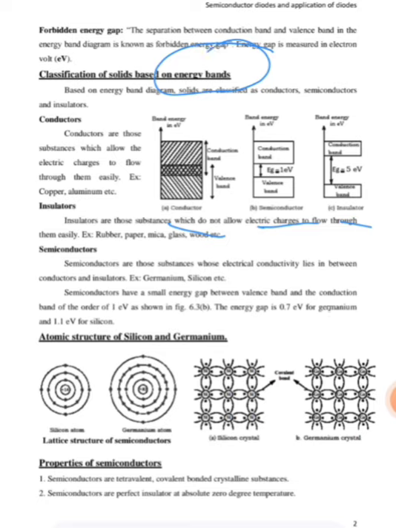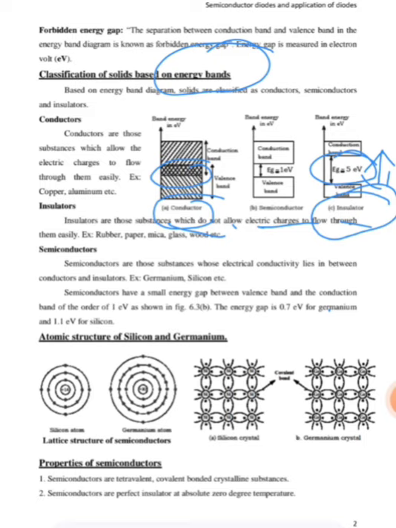So in a conductor, there is no energy gap between the valence band and the conduction band. That is, the forbidden energy gap is not present between the valence band and the conduction band in case of a conductor. Whereas coming to an insulator, there is a large forbidden energy gap between the valence band and the conduction band, and it is in the range of 5 electron volt.